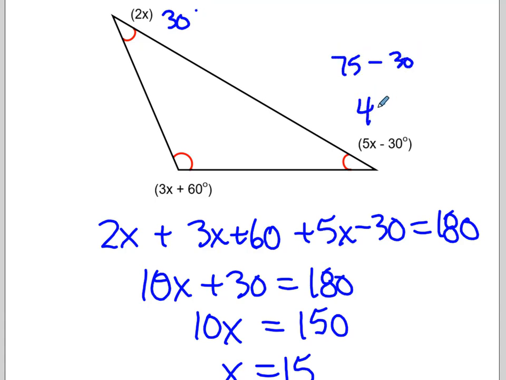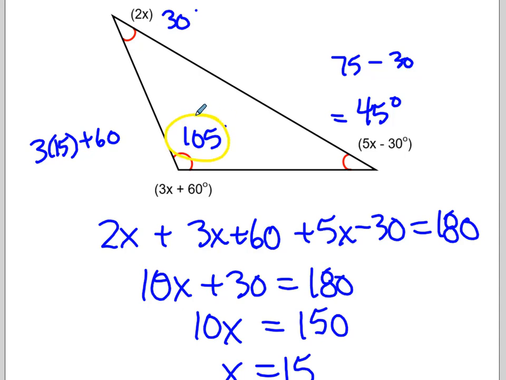This is 45 degrees. And then down here, this is 3 times 15 plus 60, so that is 45 plus 60, that is 105. And if I do a quick check, 105, 150, 180, I get the sum of the interior angles to be 180, which is what I expect.